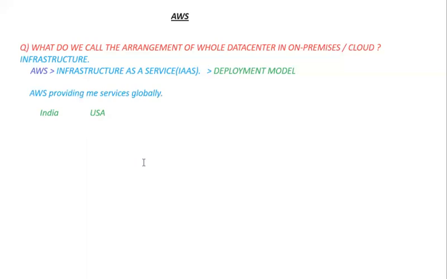In order to provide the service, I need a data center, right? I need a data center of AWS which is present in the USA region. Now the question is, how do I identify this data center? To provide services to my client, I need a data center at the client location.